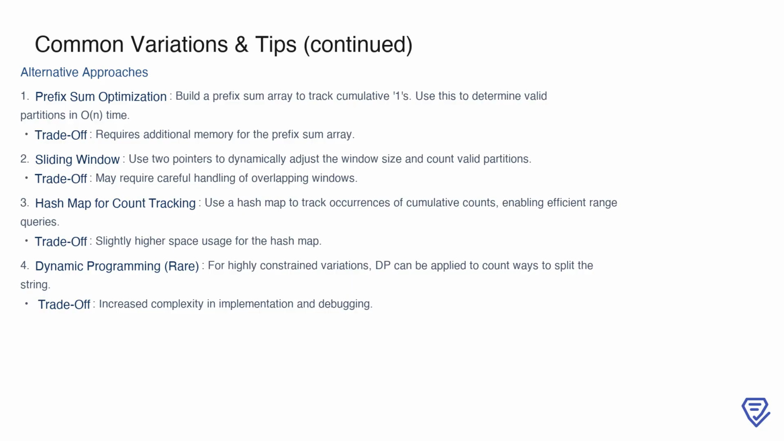A third method involves using a hash map to track occurrences of cumulative counts. This makes range queries efficient but comes with slightly higher space usage due to the hash map. Lastly, for more constrained variations of the problem, dynamic programming can sometimes be applied to count the number of ways to split the string. However, this approach tends to increase the complexity of implementation and debugging, so it's less common. Each of these methods provides a unique perspective on tackling the problem, so understanding their trade-offs is key to selecting the right one for a given scenario.